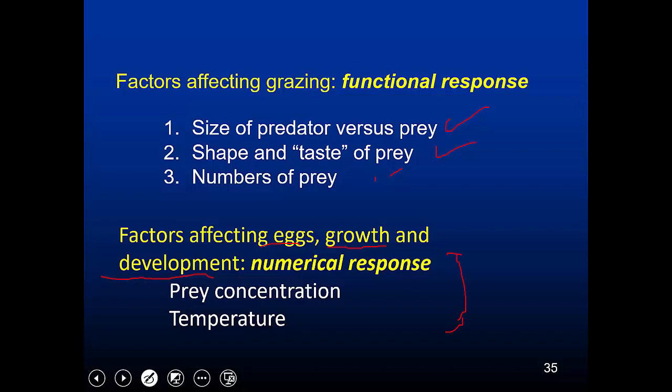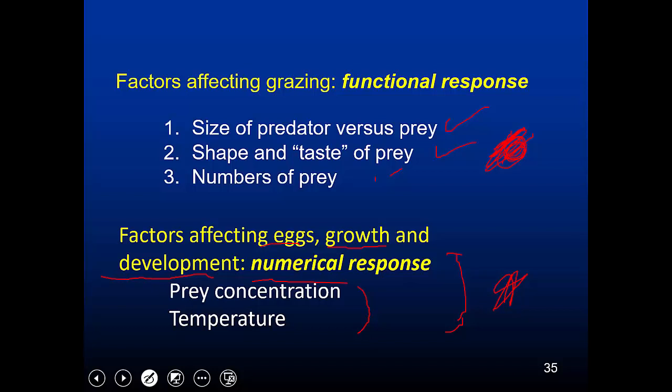It's happening to more than necessarily just one organism. You could do this experiment to measure these things in a day. The number of predators, or number of zooplankton, do not change when you look at the functional response, but they certainly do or can change when you look at the numerical response. The hint of that is given in the name, numerical. And the factors eliciting a numerical response include prey concentrations and also temperature.